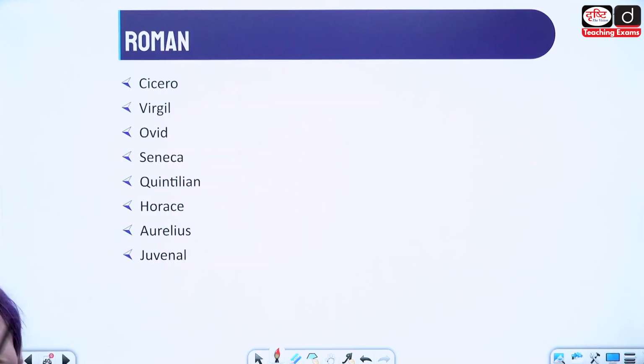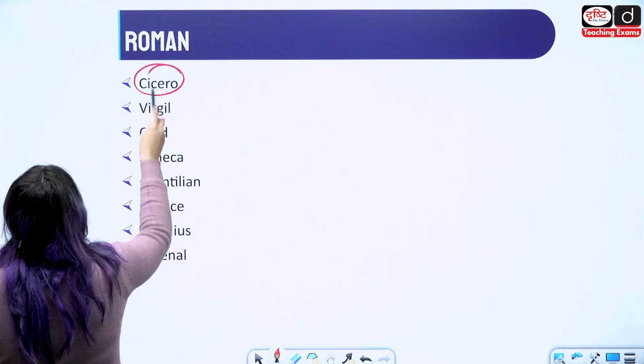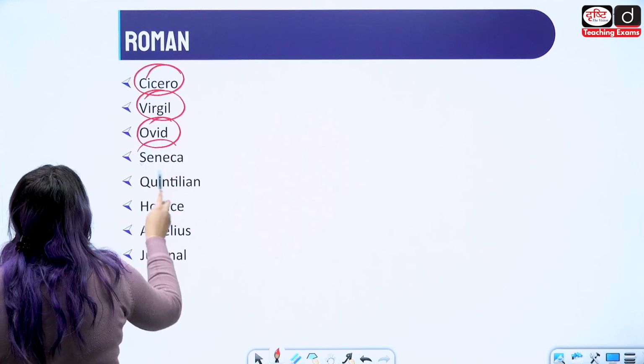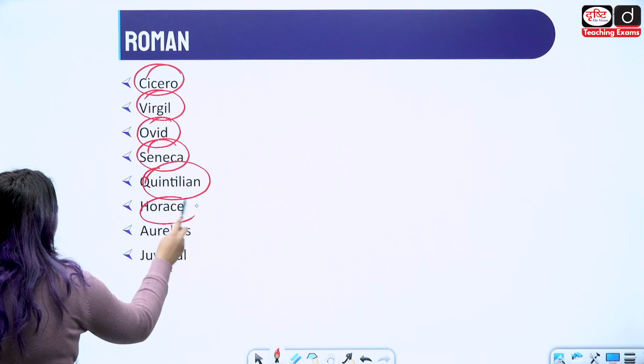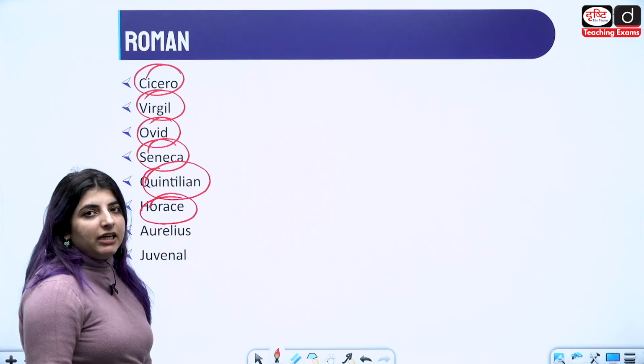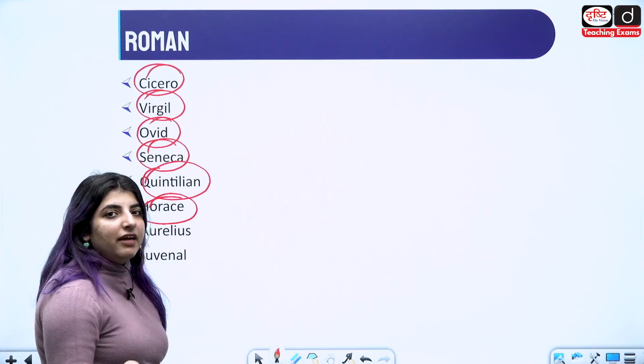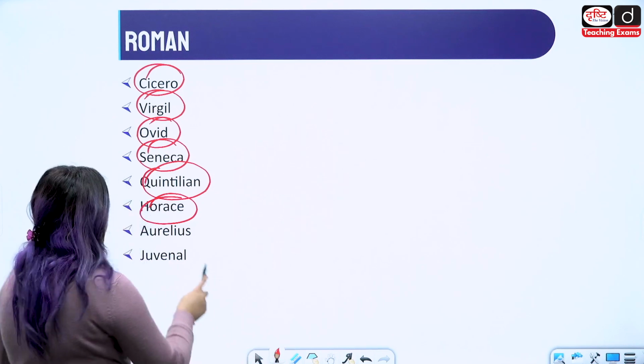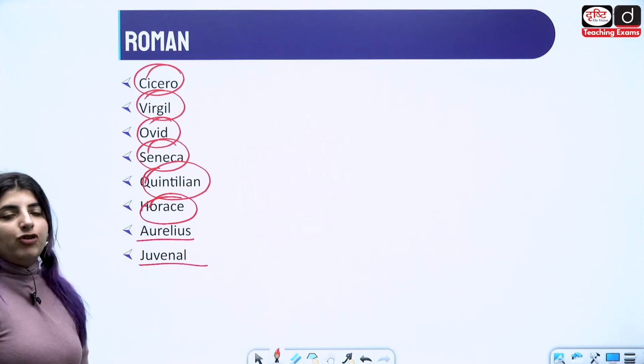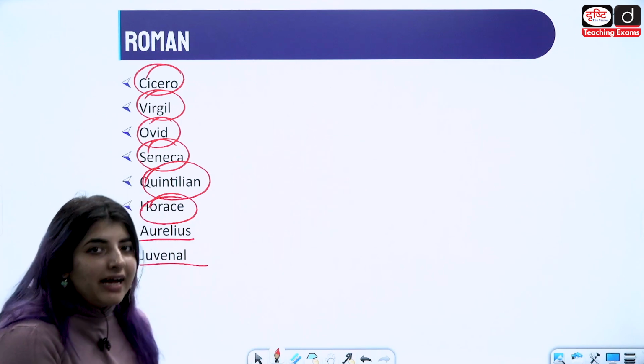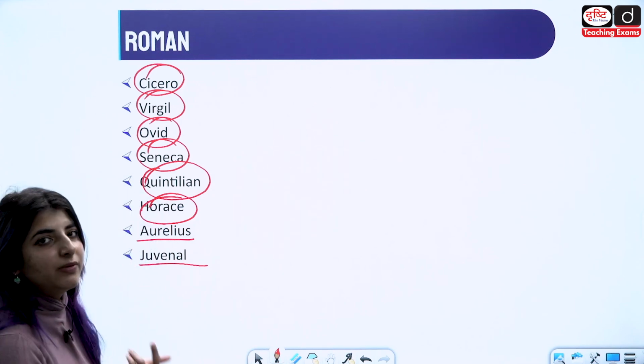Then we have Roman literature with writers like Cicero, Virgil, Ovid, Seneca, Quintilian, Horace. Horace's Ars Poetica, right? What are the terms that he gives? Poeta, poesis and all. Aurelius and Juvenal. Juvenal associated with satire as well. Horace is also associated with some types of satire.